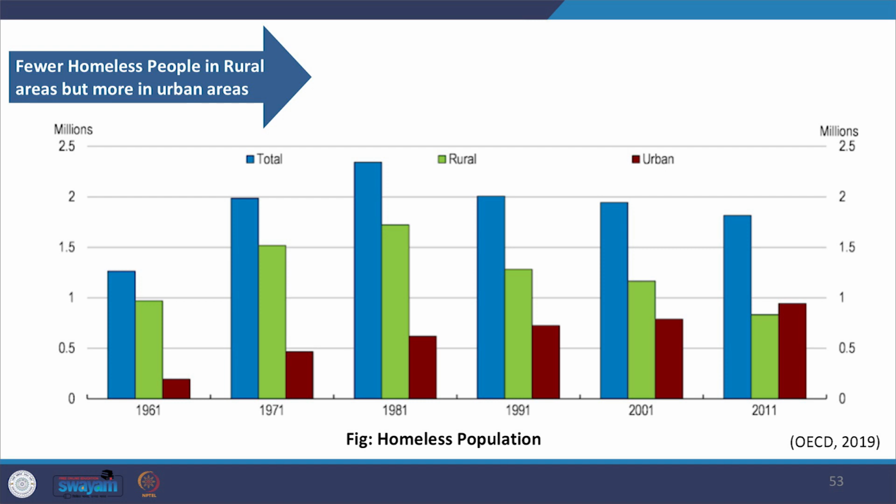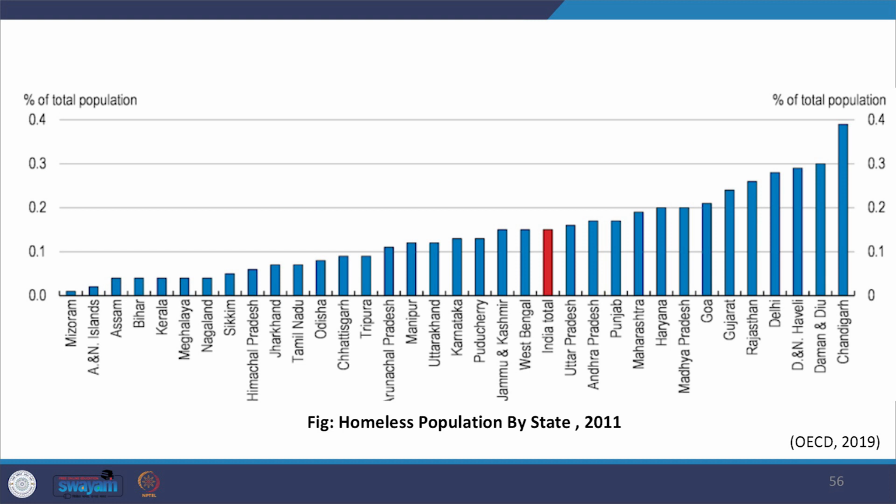In the image, the blue color shows the total homeless people. The green color shows the homeless people in the rural area, and the reddish brown color shows the homeless people in the urban areas. We see that as per 2011 data, the urban homeless people are now higher than the rural homeless people. The share of homeless population differs across states. In the figure, we see that Uttar Pradesh, Andhra Pradesh, Punjab, Maharashtra, Haryana, Madhya Pradesh, Goa, Gujarat, Rajasthan, Delhi, Dadra and Nagar Haveli, Daman and Diu and Chandigarh have a share of homeless people higher than the country average.